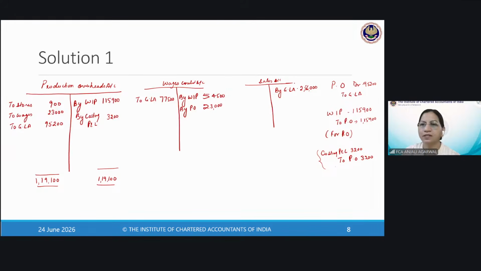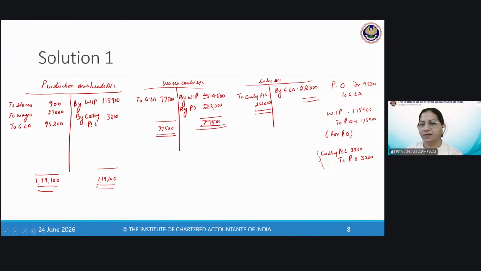How will we complete the sales account? By transferring this to the costing P&L account, 2,56,000. So your sales account is also complete. Your production account is also complete. Your wages account is also complete. Nothing is to be carried forward for the next period. There is no closing balance.